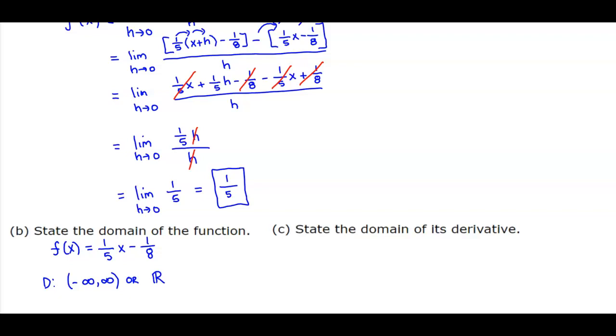Okay, now it says to state the domain of the derivative. Well, the derivative is equal to 1/5. And so what does that graph look like? Well, that graph looks like the following. Okay, we know that if this represents 1/5, then we have a horizontal line, and that means all the values of x will correspond to something on that line. So therefore the domain is going to be the same. It's going to go from negative infinity to positive infinity, or we would just write this as all real numbers.